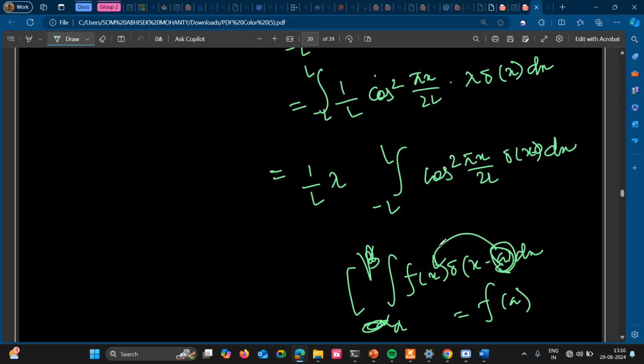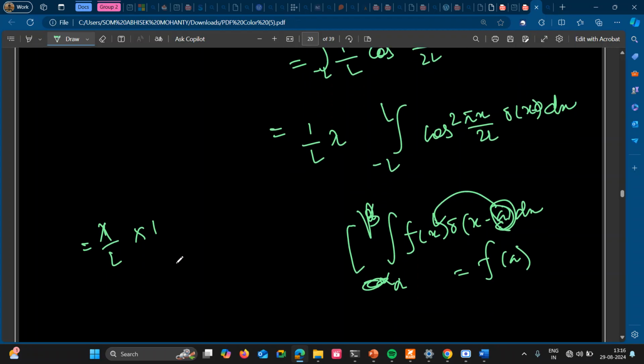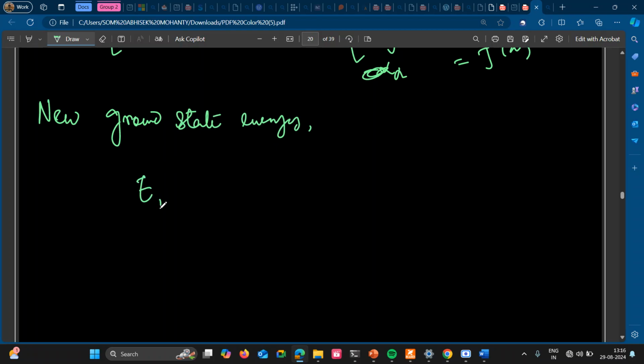So this will be lambda by L, and cos 0 is 1, so this becomes 1. Very simple integration. So your first order correction is lambda by L. Alright, so what will the new ground state energy be? The new ground state energy E1 is equal to what?